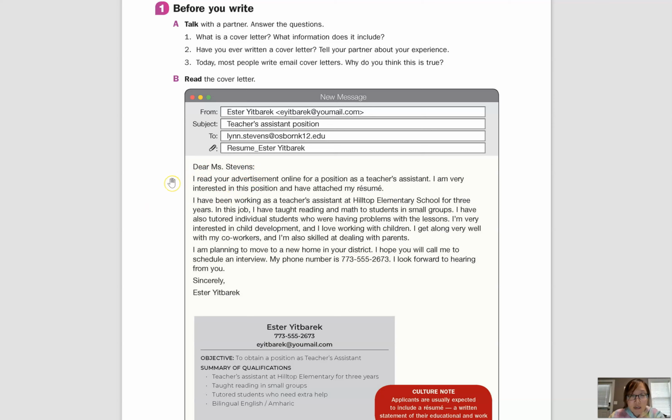So let's look at the letter. Okay, I'm going to go ahead and read it, and you can follow along. Dear Miss Stevens, I read your advertisement online for a position as a teacher's assistant. I am very interested in this position and have attached my resume. I have been working as a teacher's assistant at Hilltop Elementary School for 3 years. In this job, I have taught reading and math to students in small groups. I have also tutored individual students who are having problems with the lessons.